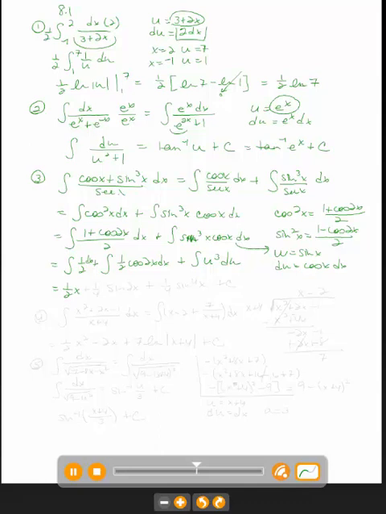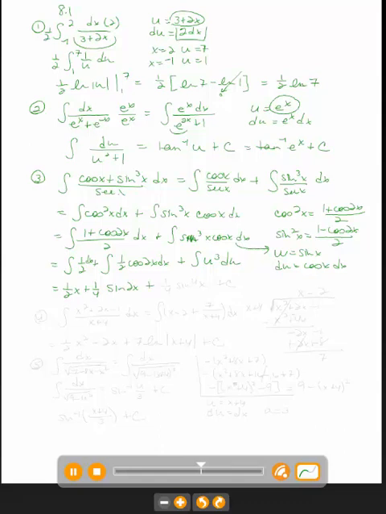I know the integral of the cosine is the sine, but the derivative of 2x is 2, so I need to have a 1/4 there. Now check it. Take the derivative. You'd get 1/4 cosine of 2x times 2. The 2 would cancel with the 4 and make it a 1/2, so that's right.